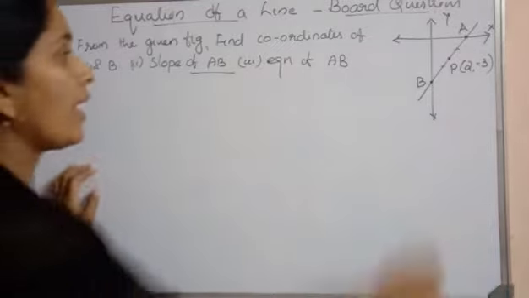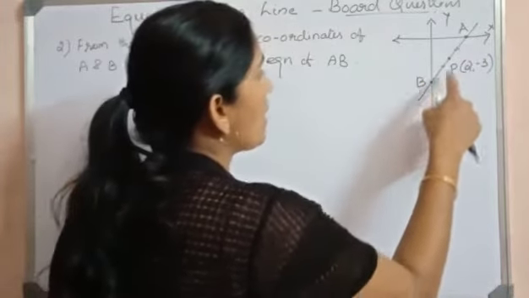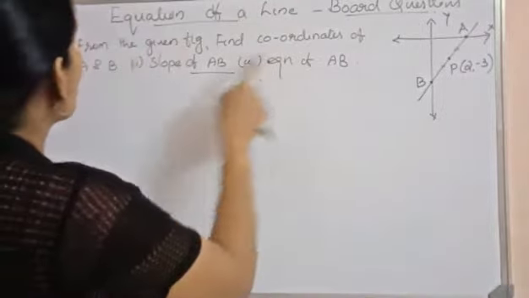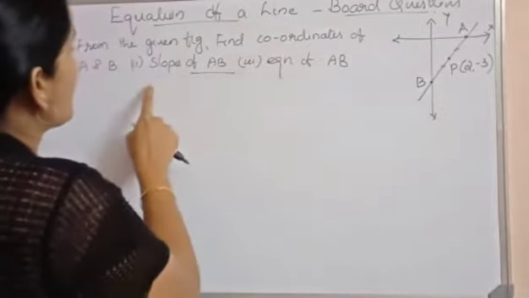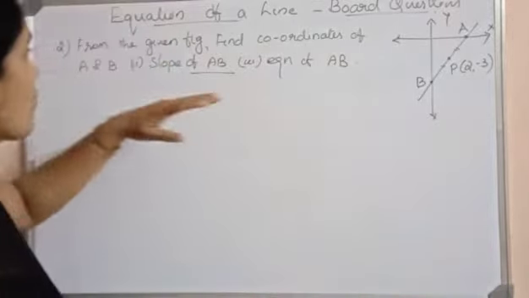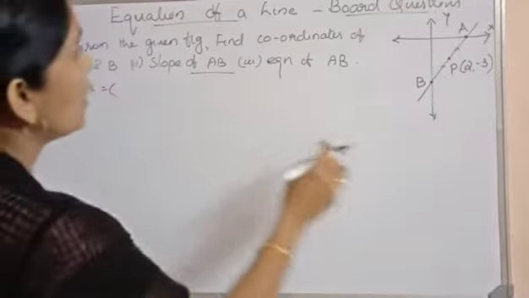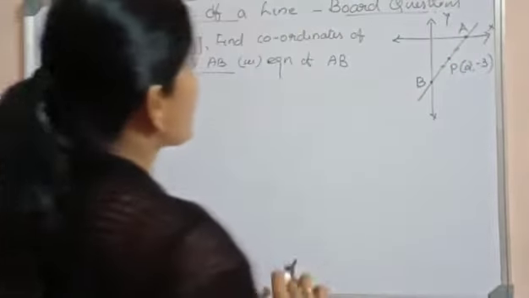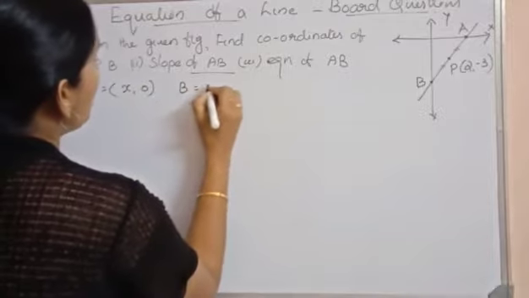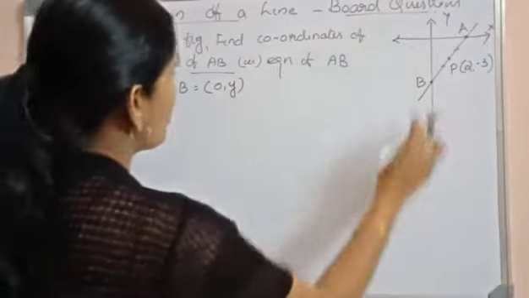In this question, A and B are any two points on the x-axis and the y-axis respectively, and P is the midpoint of AB. From the given figure, find the coordinates of A and B. The second one, slope of AB, and the third part is the equation of the line AB. Look at the first one, the coordinates of A and B. Since A is a point on the x-axis, the coordinates of A are (x, 0), and the coordinates of B are (0, y), since B is lying on the y-axis.